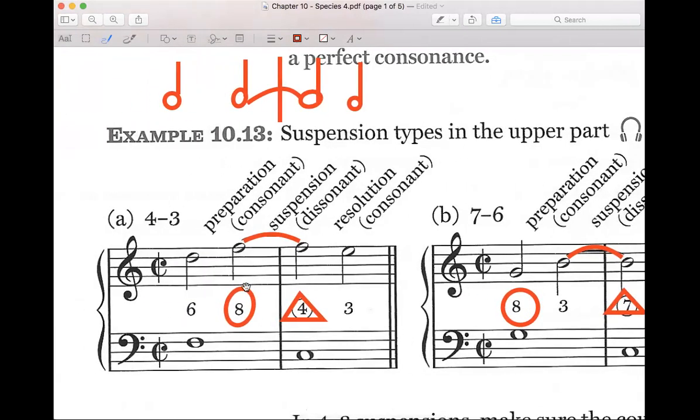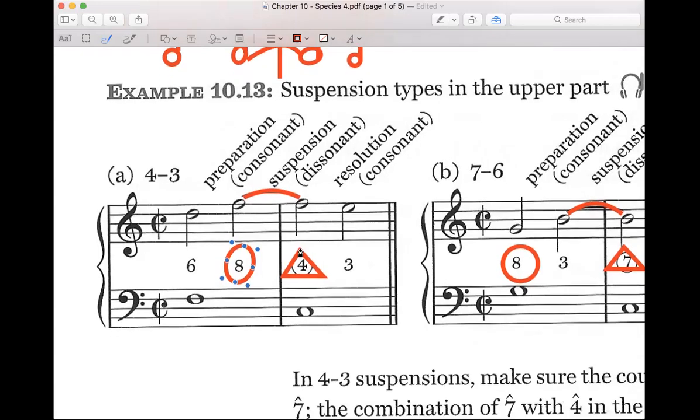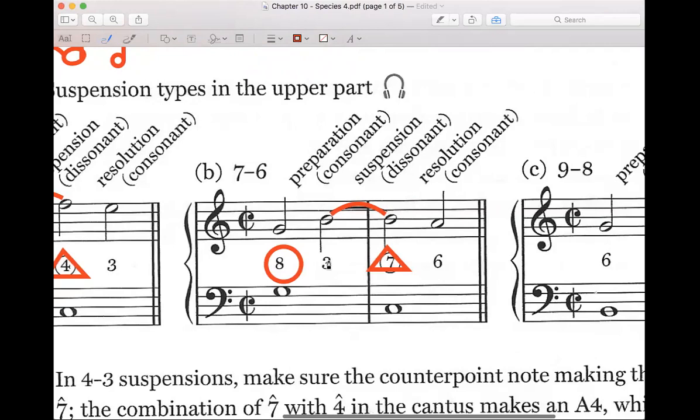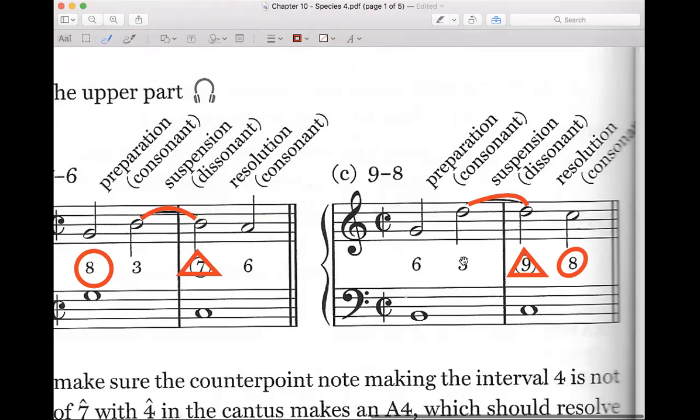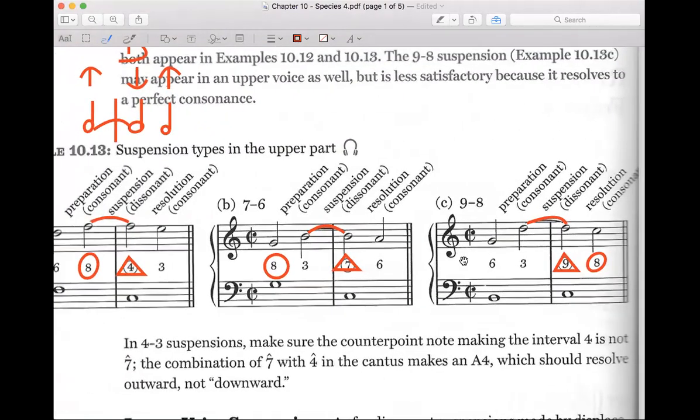That tie, that initial note, has to be a consonance. Well, why is that? The whole idea here is that you're going to set up a dissonance on the downbeat. So before it, you're going to have consonance. Let's see if that's true here. Yep, we have a perfect consonance. Here we have a third, that's an imperfect consonance, that's fine. And here we have a third as well. So in all of these cases, the suspension is preceded by a consonance. Okay, this is good to know.